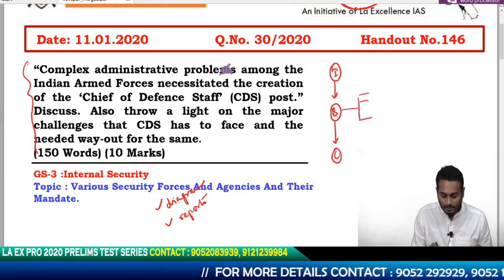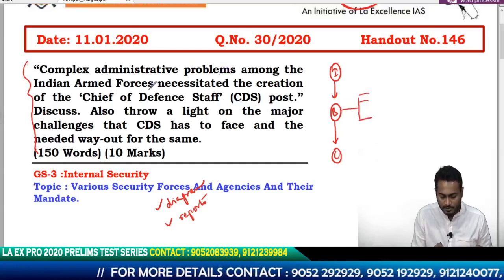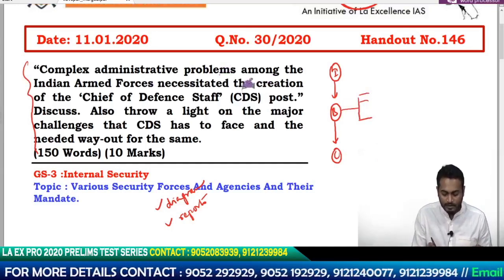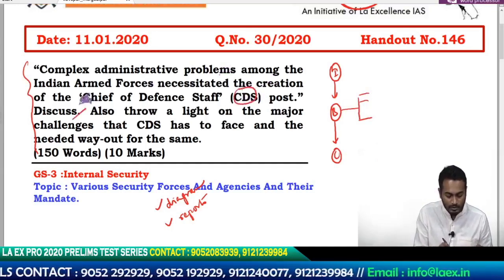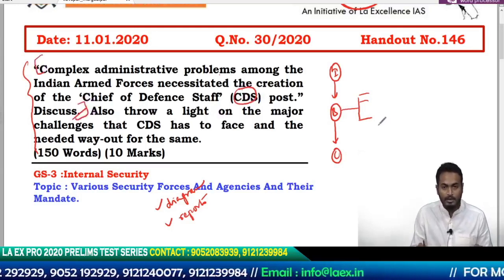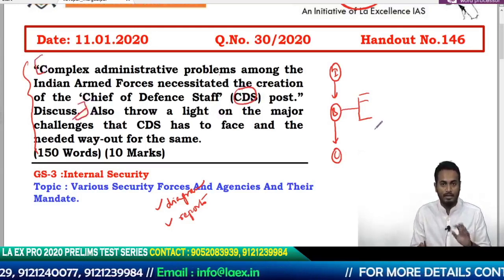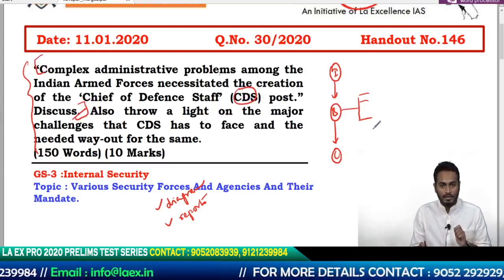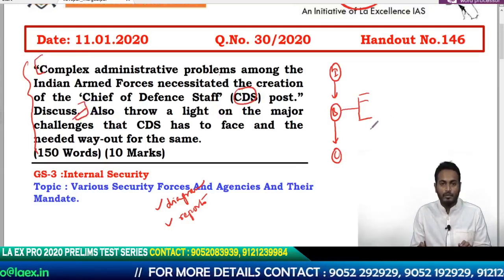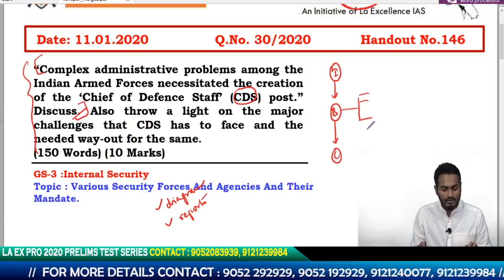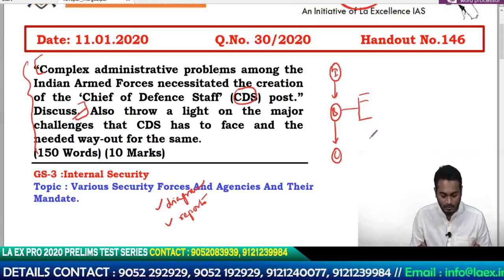Complex administrative problems among the Indian Armed Forces necessitated the creation of CDS post. Discuss. So this is basically the first part of my answer. There are problems in the Indian Armed Forces, and because of this we are moving forward with the Chief of Defense Staff post. That is what he is asking you to talk about.